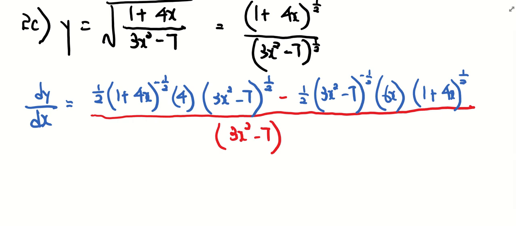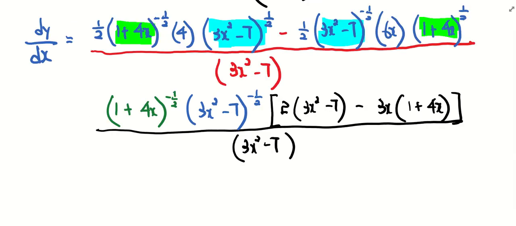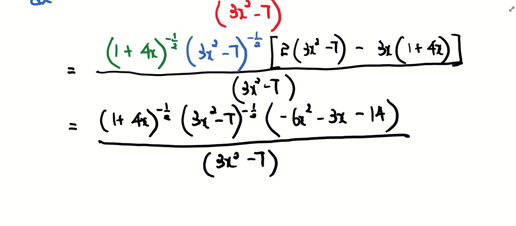Okay, so I didn't do anything special. The only thing, as I highlighted inside, I take out the green common term of 1 plus 4x. Take out the one with the smaller power. Then take out the blue term, 3x squared minus 7. Take out the one with the smaller power. Whatever I did not take out of the numerator, I write inside the square bracket, which you can see in black. Bottom, I didn't do anything. So after you simplify the square bracket, you will get this.